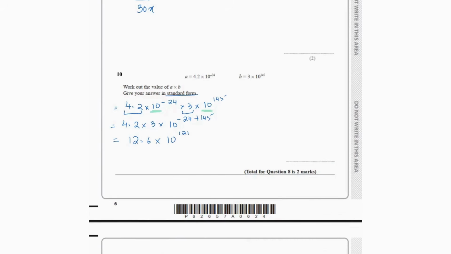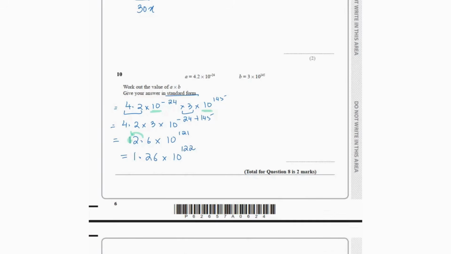So the answer has to be in standard form. And in standard form, your decimal comes after the first non-zero digit. First non-zero digit is 1, not 2, which means the decimal needs to move over here. So when you move the decimal over here, it becomes 1.26, and then we add 1 to the power. So that is going to be 122 for the power of 10. So 1.26 times 10 to the power of 122 is your answer in standard form. Remember, the decimal will always come after the first non-zero digit, not the second or the third.